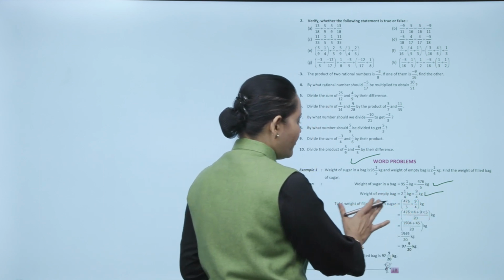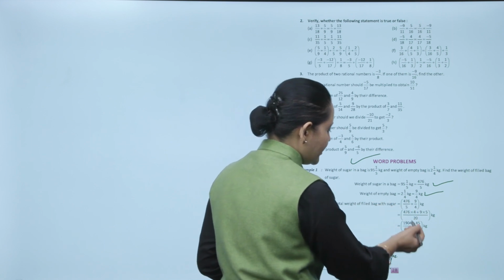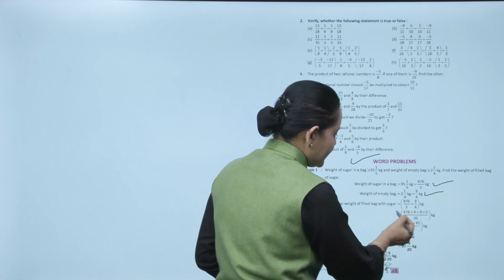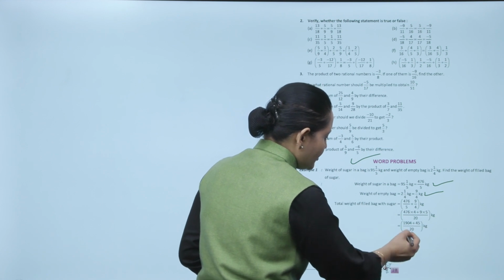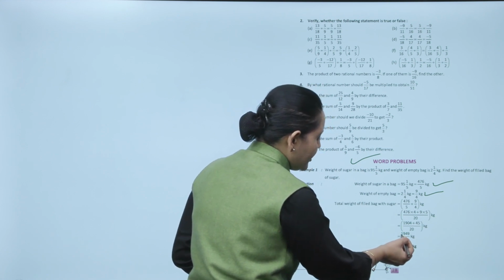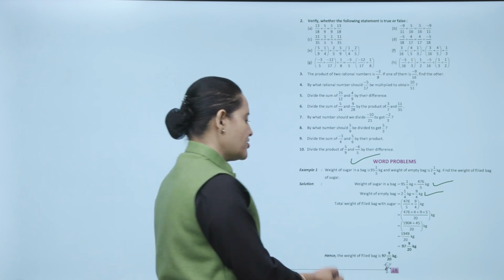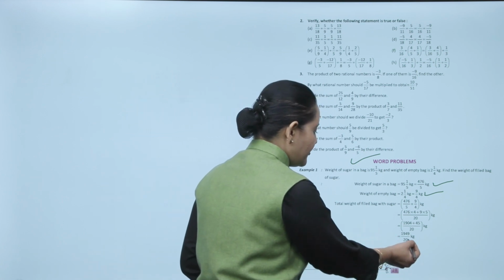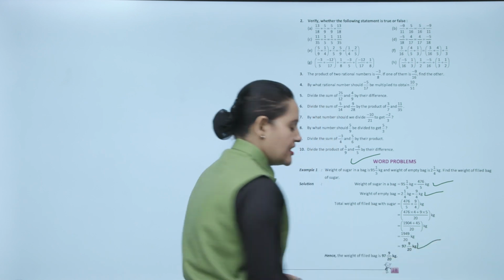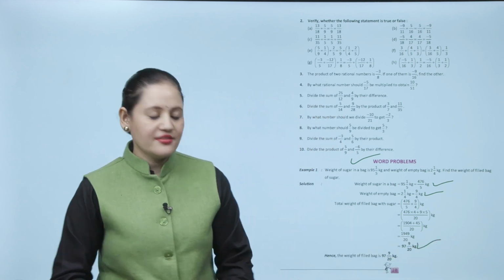So the total weight of the filled bag with sugar will be, we will add both. So we'll take the LCM, 20. So this will be 1949 upon 20, that is an improper fraction. So we'll change it into a mixed fraction, that is 97 9 upon 20 kg. That is the total weight.